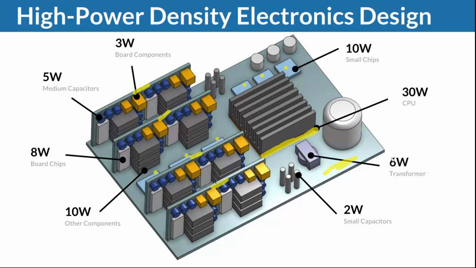We've got a transformer with 6. We've got all these little blue components that have 5 watts. So we've got a ton of wattage in here, a ton of power that is being lost as heat by all of these components.